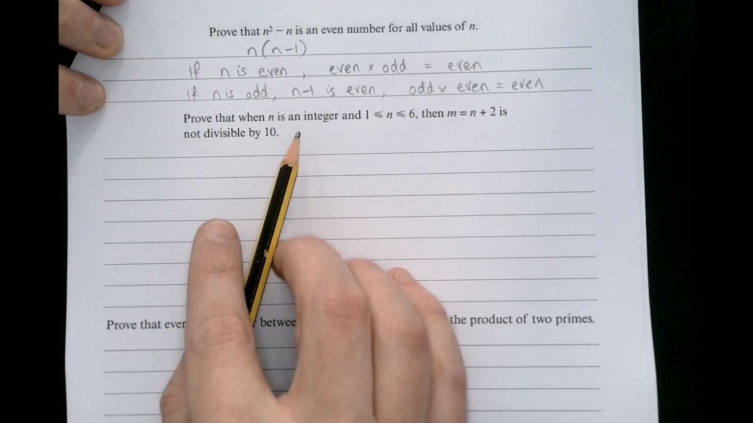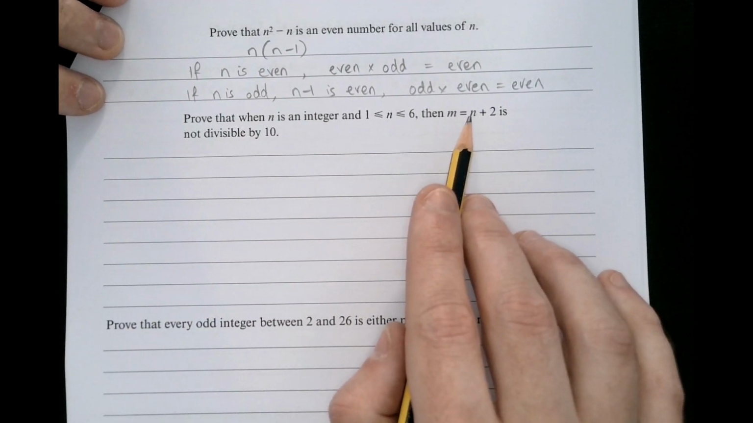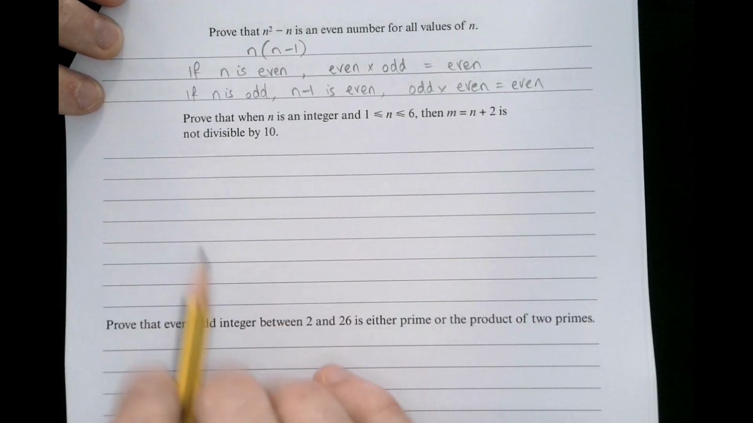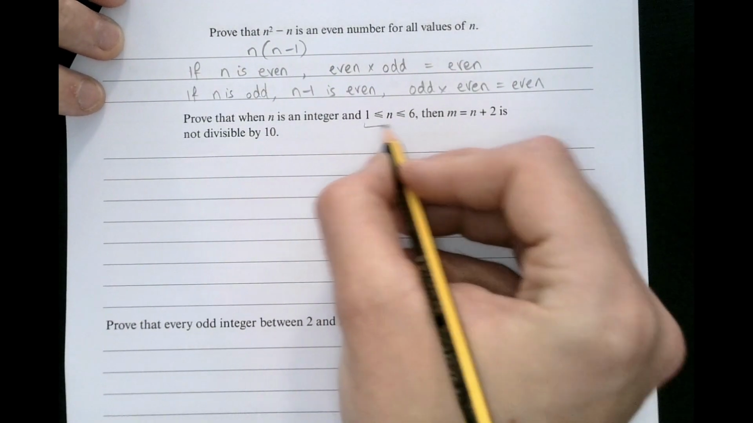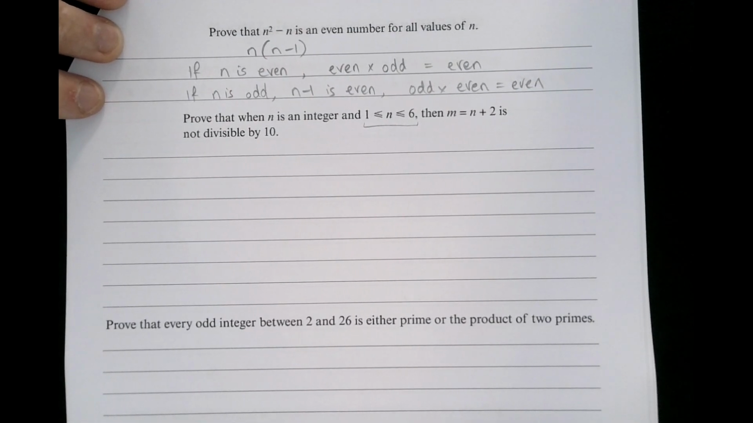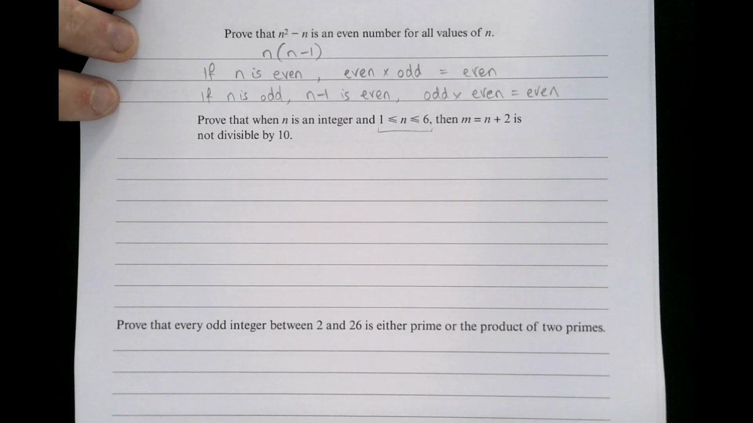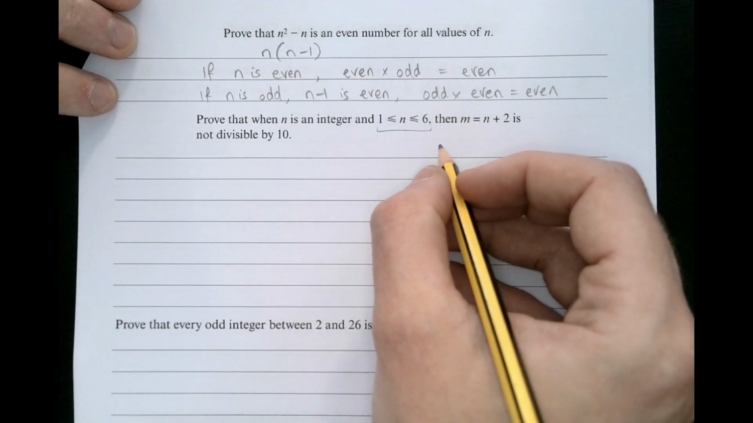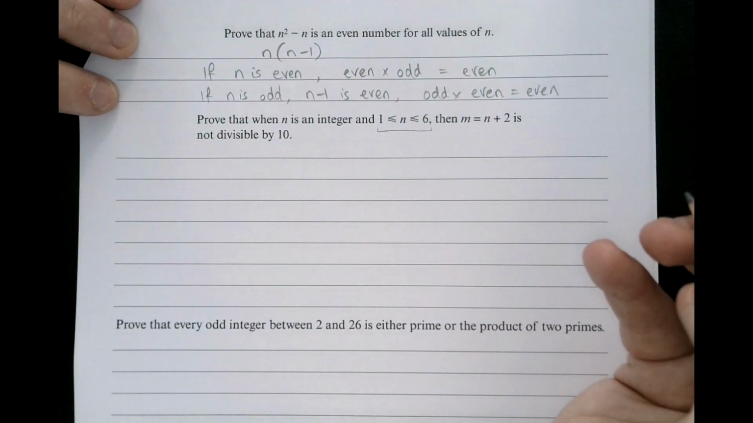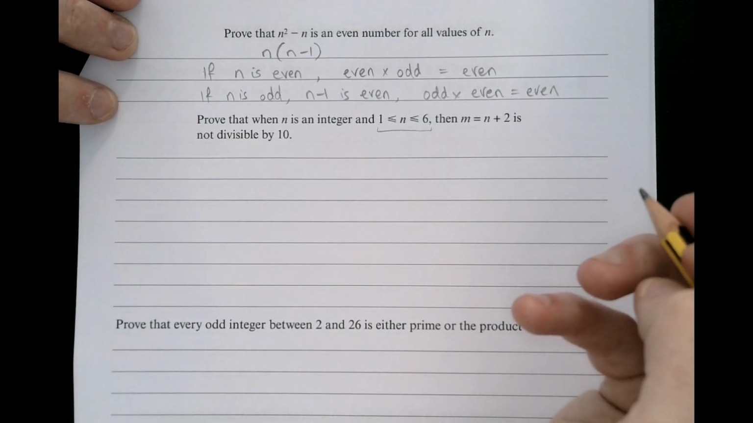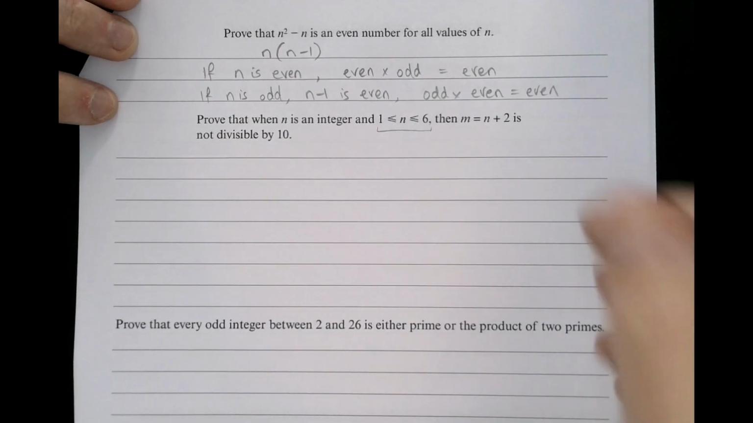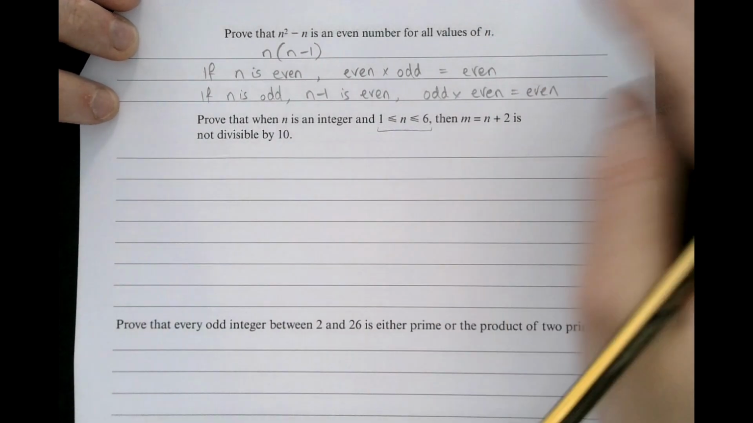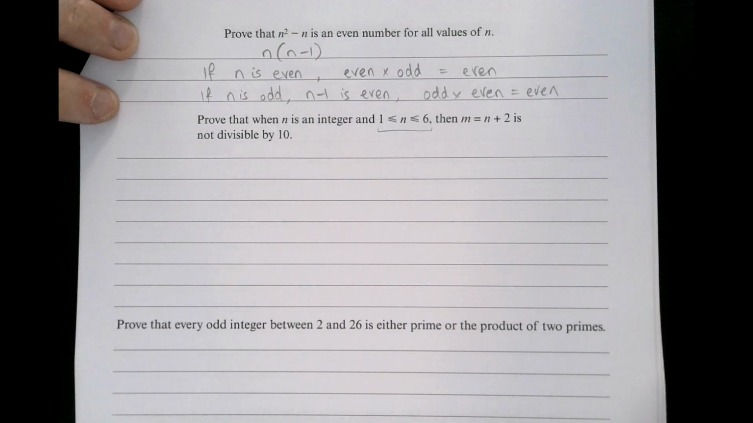Prove that when n is an integer between these values, then m equals n plus 2 is not divisible by 10. So when they give you a small range of numbers, then you're going to do proof by exhaustion, which is the most basic kind of proof that I can think of. You just do it for every number and show that it's true. So this is how most people start doing proof. And it builds to proving it's true for all numbers, which you can't do for all numbers because there's an infinite number.